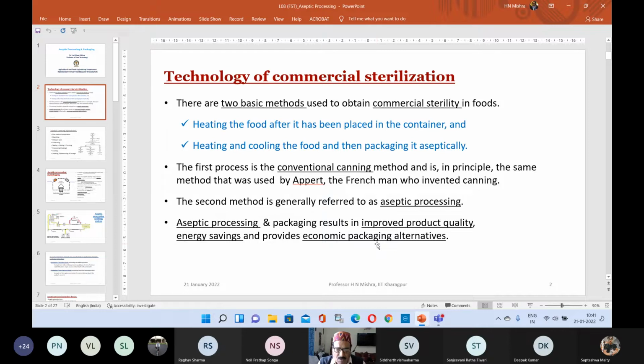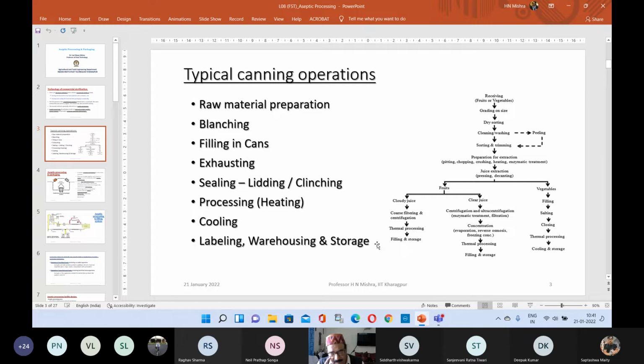Before I come to the commercial sterilization, after aseptic processing and packaging, let me briefly describe the typical canning operations. As you see here, it is a sequential process. In the traditional, conventional canning process, the raw material is obtained and prepared, depending upon the type of raw material, fruit, vegetable, or other things. It is obviously cleaning, sorting, grading, then sometimes slicing, or even juicing, whether you want to can it in the form of a slice, a whole fruit, a cube, a pulp, or a juice, whatever method you want. So accordingly, it has to be prepared.